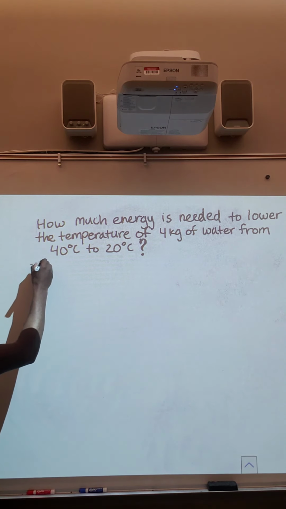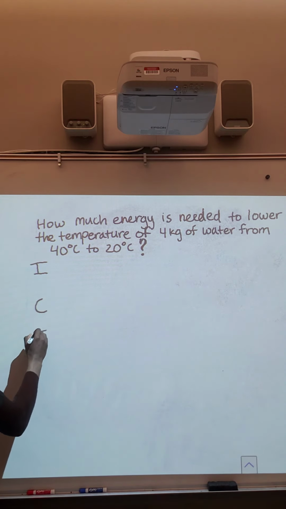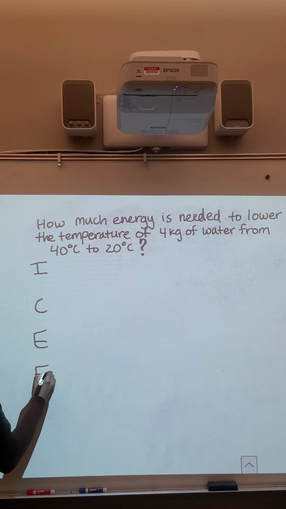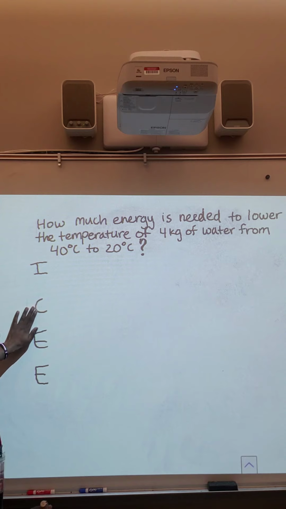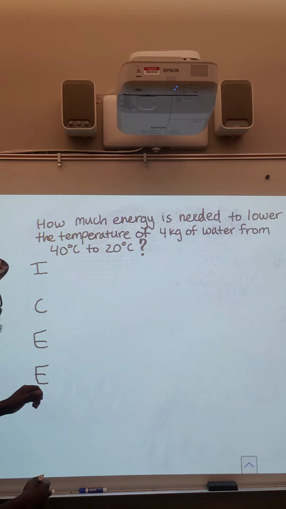So that is I-C-E, okay? The I stands for identify, C categorize, E equate, and the last E evaluate. So first we're gonna identify all of the measurements in our problem, okay?